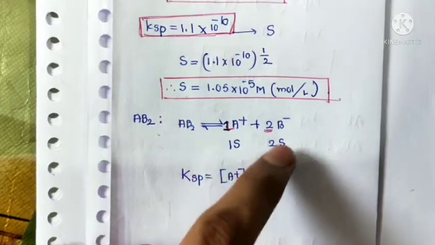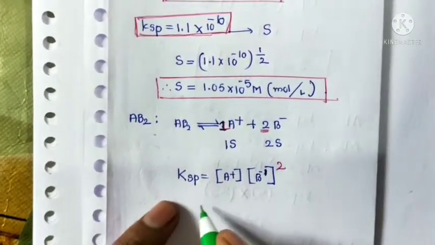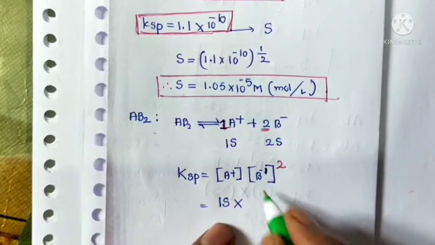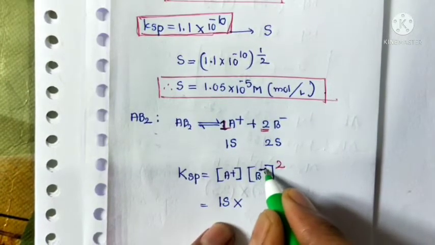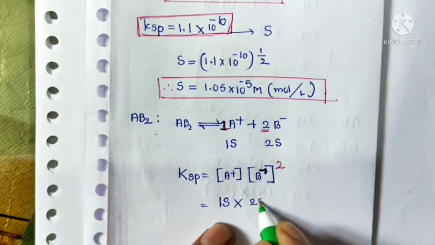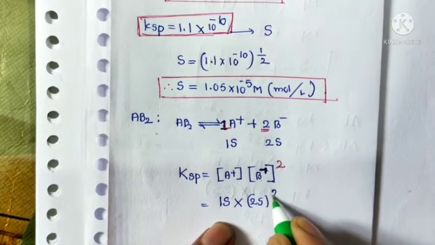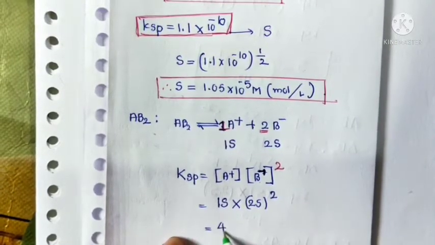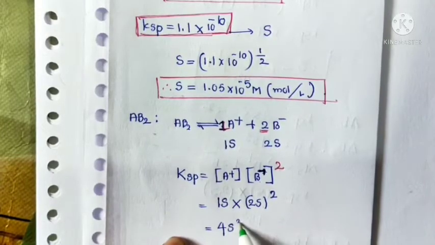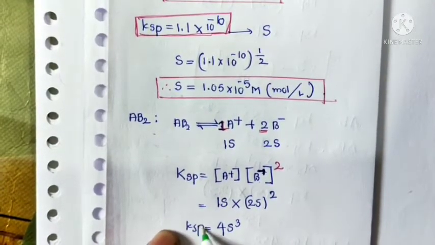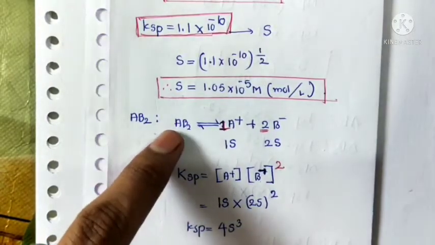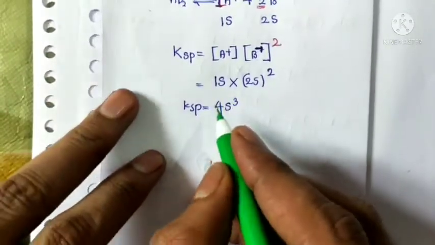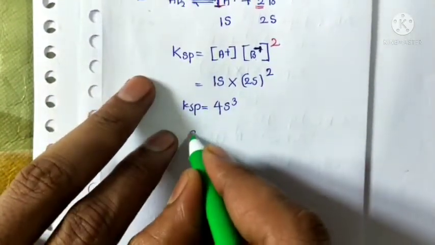Now substitute the 1s and 2s in this molar concentration. So simply we can say 1s into B minus ions means 2s, but all to the power of 2. So we can simplify: 2 square means 4, s into s square means s cube. So KSP is 4s cube for AB2 type. From this we can calculate the solubility.